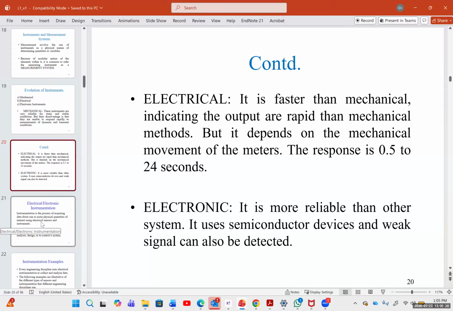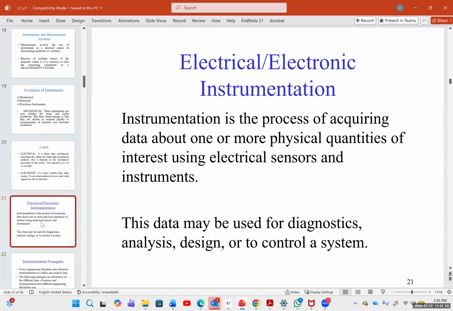Now, our focus mainly in this class would be on electrical and electronic instruments. And mechanical instruments, again, most of them have been obsolete right now. Again, my main focus would be on electrical and electronic measurement tools and instrumentation.